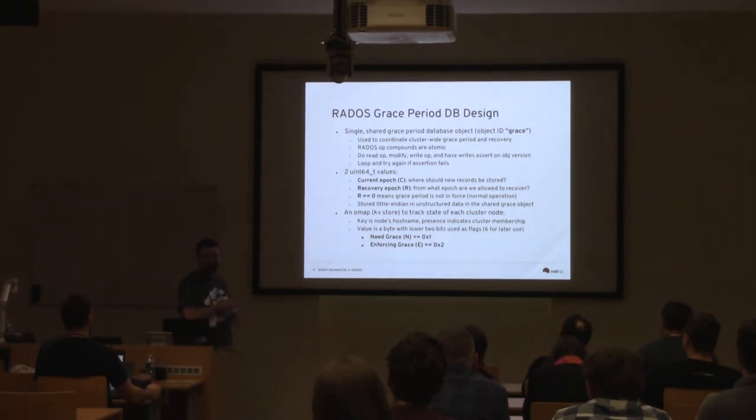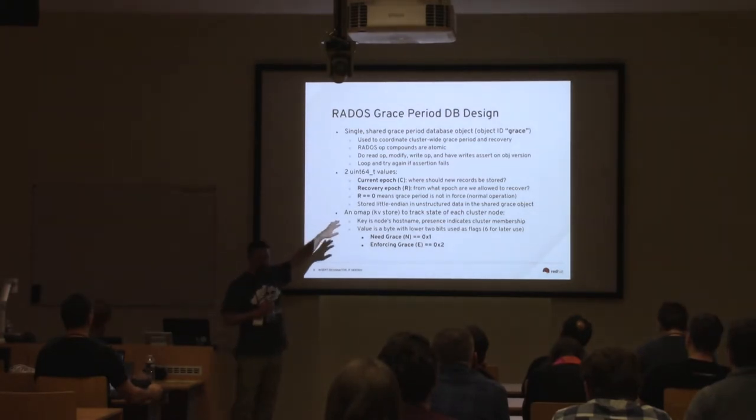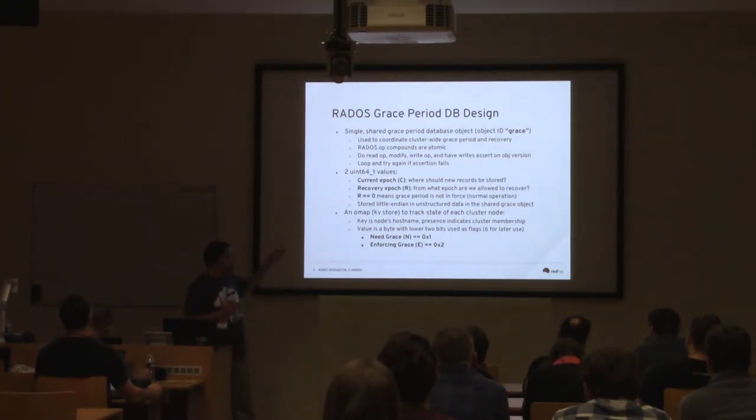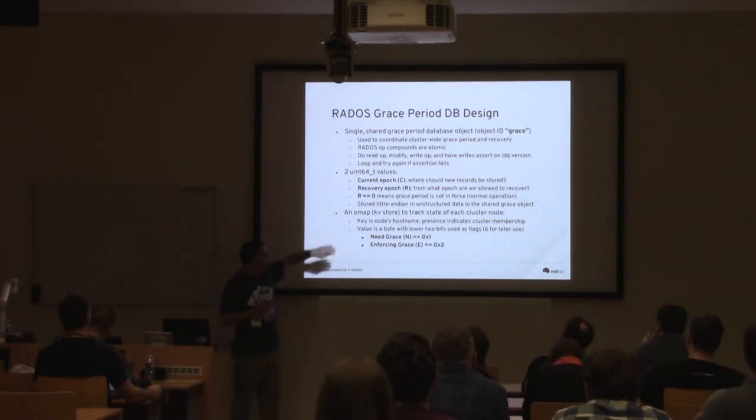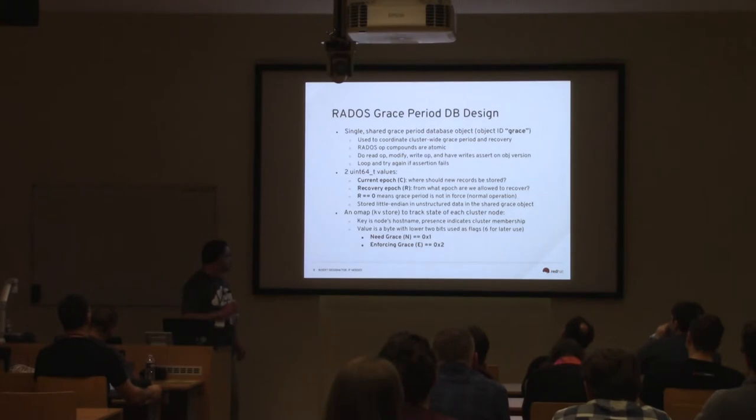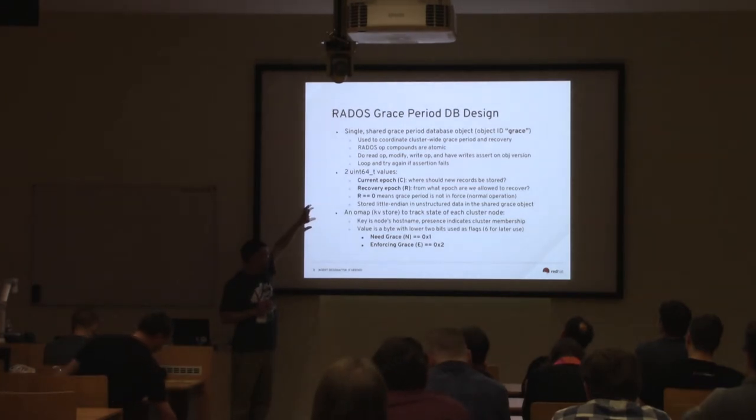All we really need to track for this is just a very little bit of data. So we have two uint64_t values. I used uint64_t because who wants to worry about wraparound when we only have to track two of these things? The current epoch, which is what database we should store new records in when clients come in. And then we also have a recovery epoch: what epoch are clients allowed to recover from? A recovery epoch equal to zero means that the grace period is not in force. We store this little bit of info in little-endian, unstructured data inside the shared grace object.